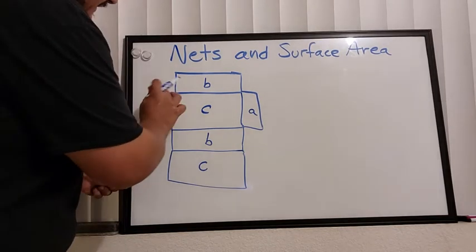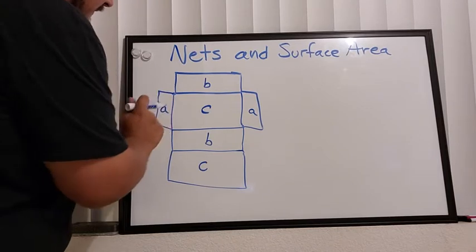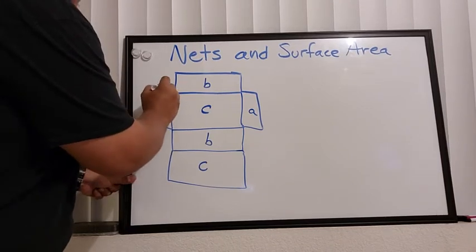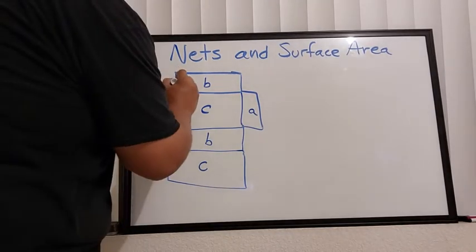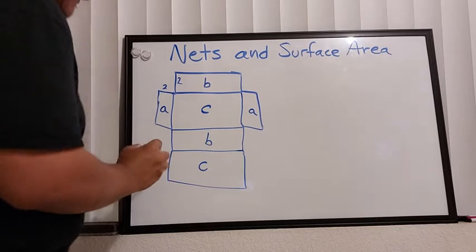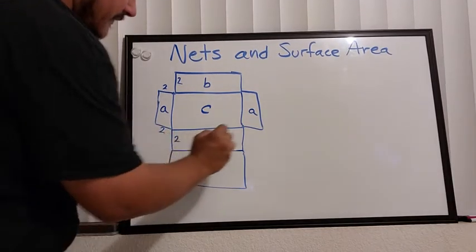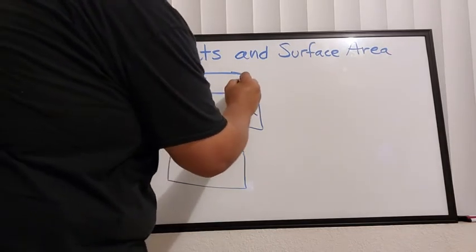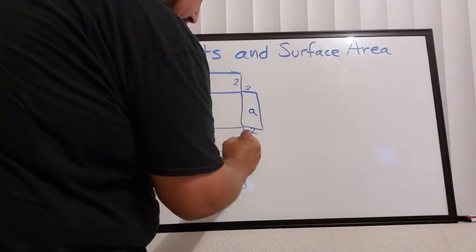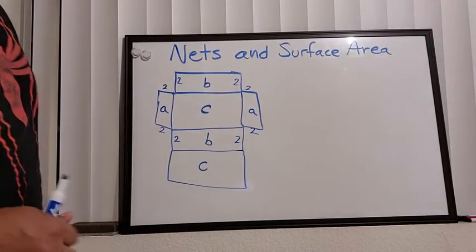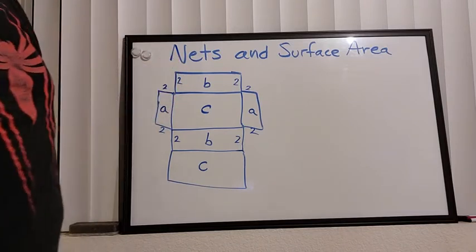Now let's assume that this tab right here, let me draw a little bit better. This tab right here is 2. That means that this one right here is also 2. This one right here is also 2. This one right here is also 2. And coincidentally, everything on the other side is 2 as well. That means that the tab and the sides are 2's.